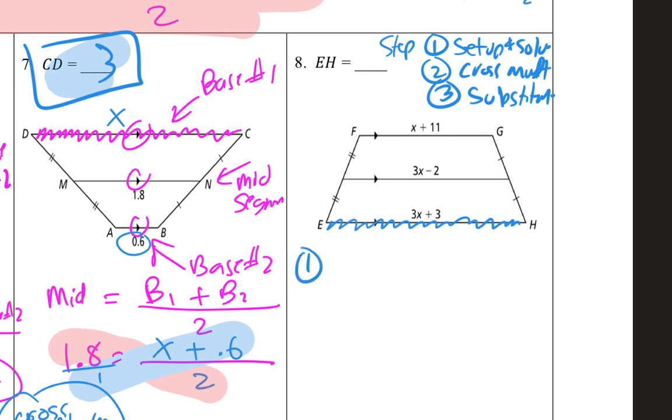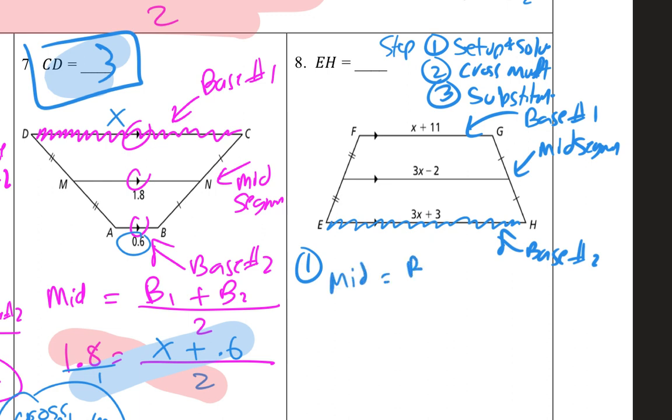We're going to say that if this is parallel with this, all 3 of these are parallel, and that's the middle, then this is the mid segment, right? That has to be the mid segment. And then this is base number 2, and this is base number 1. Okay, so we agree? So let's set it up. We're going to say mid segment is equal to base 1 plus base 2 divided by 2.